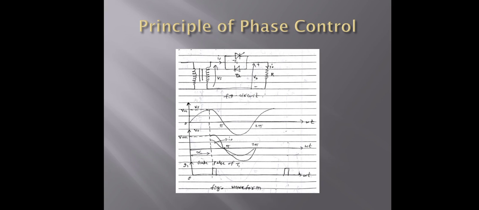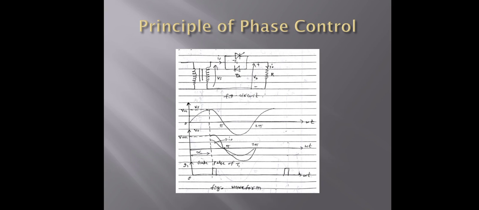Now, the working of the phase control. The SCR T1 is connected across the diode D1, in an anti-parallel configuration. Due to the one SCR, only the positive half cycles will be controlled, and the negative half cycles of the AC supply will appear across the load without any change.